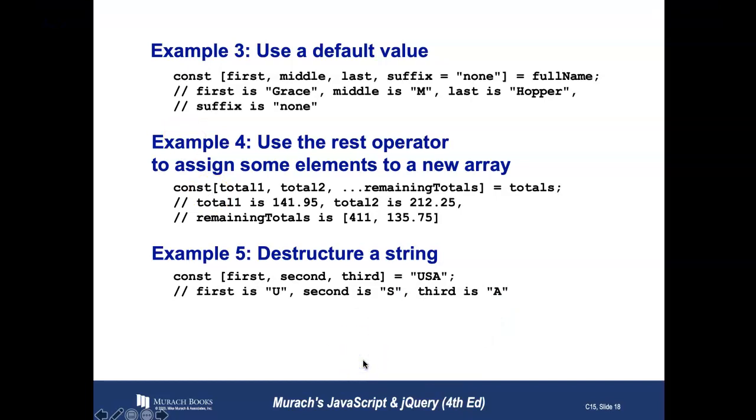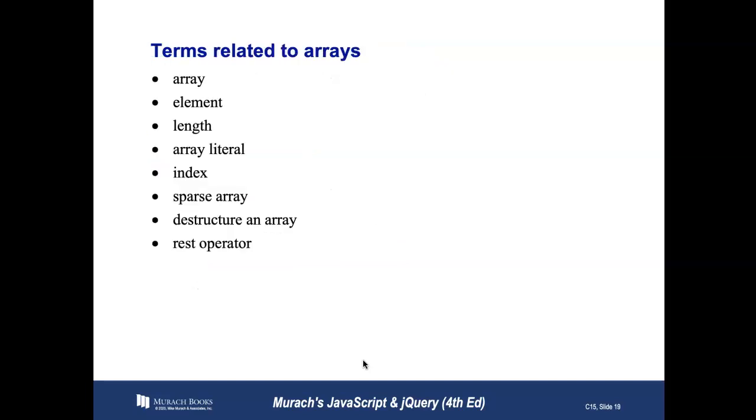So what we're doing by destructuring this string is making first, second, and third equal to USA. Well, that string has a 0, a 1, and a 2. U being the first, S being the second, and A the third, and we've destructured that.